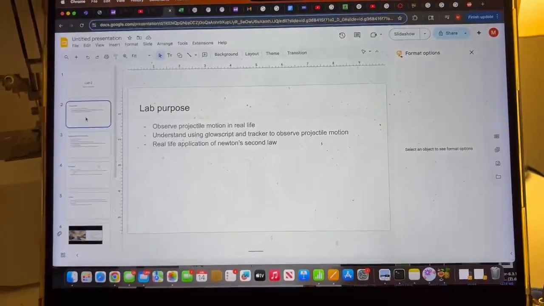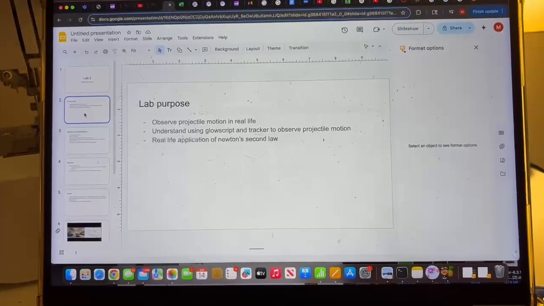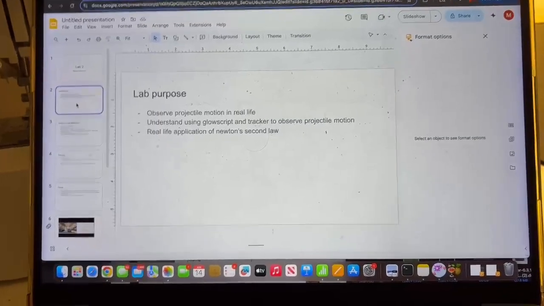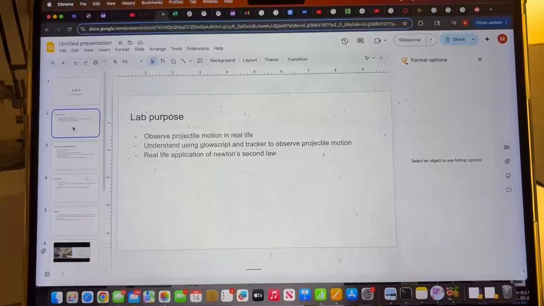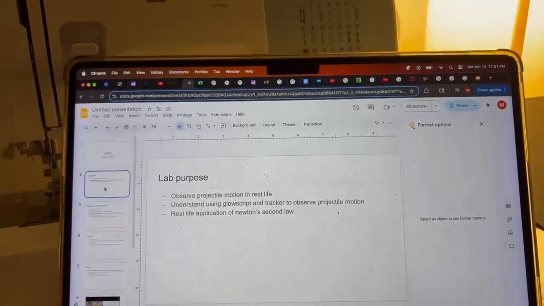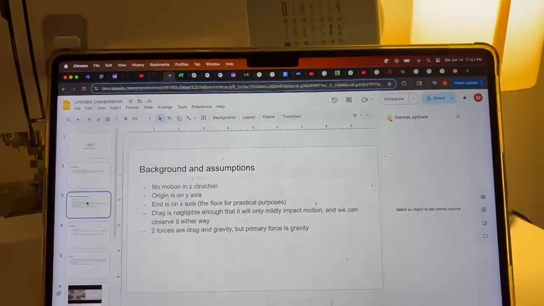So the purpose of this is to observe projectile motion in real life and to understand how to use GlowScript and how to use Tracker to observe projectile motion. And also, the goal is to have a real-life application of Newton's second law.